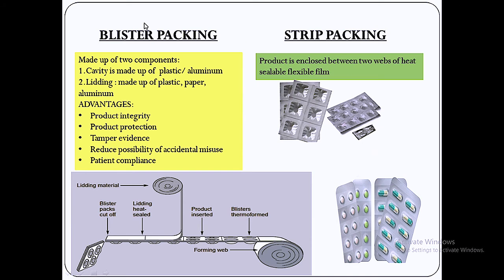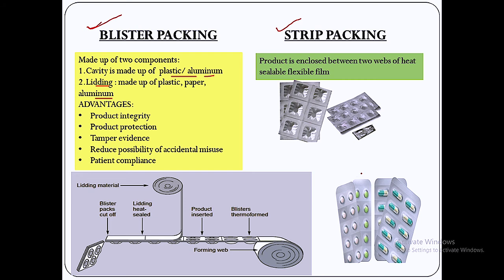Then we have packaging. We have two types of packaging, and it is highly essential to know these two types because it is very important from the exam point of view as well as for general knowledge. We have two types of packaging in pharmaceuticals: blister and strip packaging. Blister packaging is basically made up of two components. The cavity is made up of plastic or aluminium, and the lidding is made up of plastic, paper or aluminium.